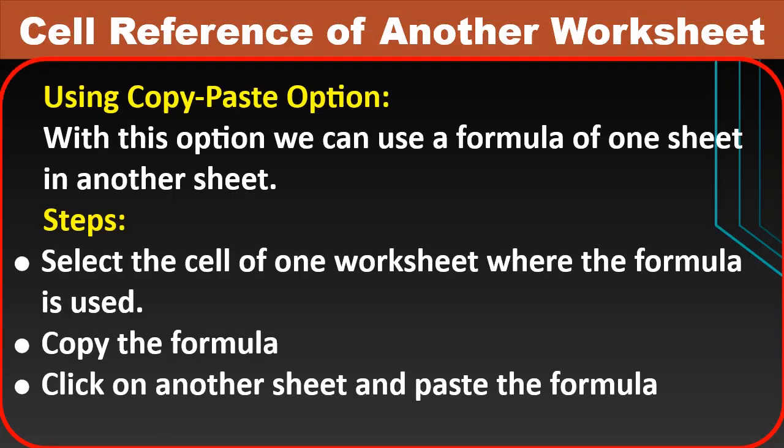Next, cell reference of another worksheet. That means the formula is already there in one worksheet and we are working in another worksheet. Now we want to use that formula in our worksheet. For this we use the copy-paste option. With this option we can use a formula of one sheet in another sheet. Steps: select the cell of one worksheet where the formula is used, copy the formula, then click on another sheet and paste the formula.